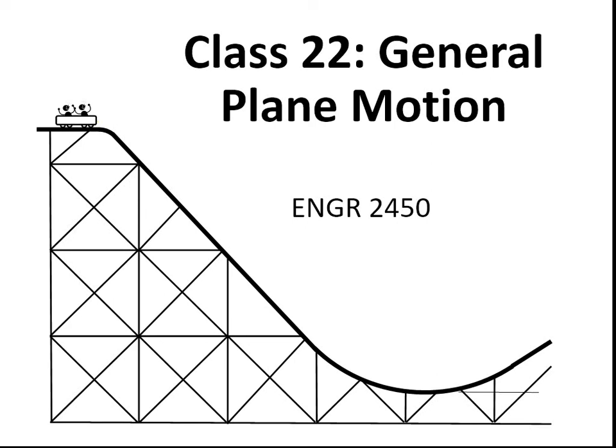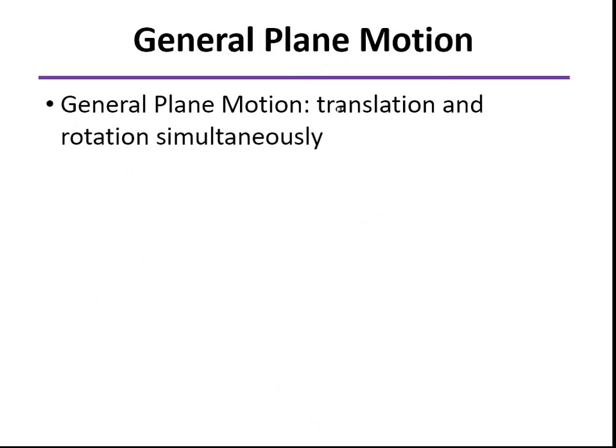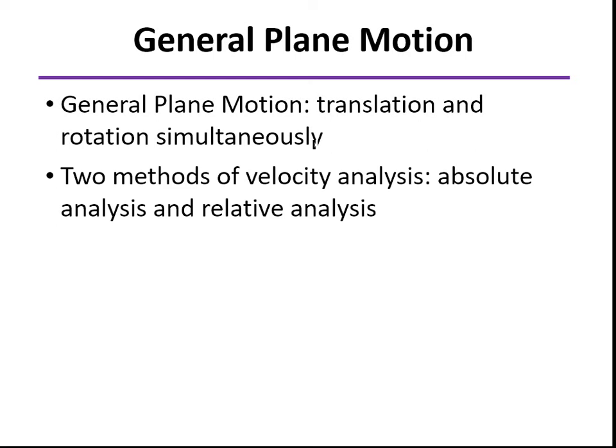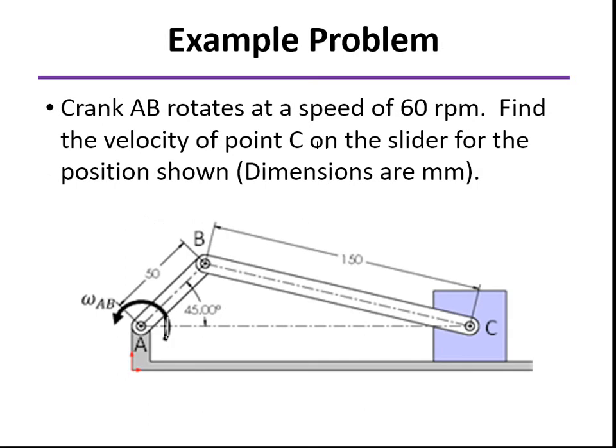We began last time with the study of the kinematics of rigid bodies, and we looked at rotation about a fixed axis. Today we go one step further by looking at general plane motion. General plane motion just means that we have translation and rotation going on at the same time for our rigid body. And there are two methods of doing this. We're not going to spend as much time on this first one, which is called absolute velocity analysis. Instead, we're going to focus more on the relative velocity analysis. We can illustrate both of those with an example problem here.